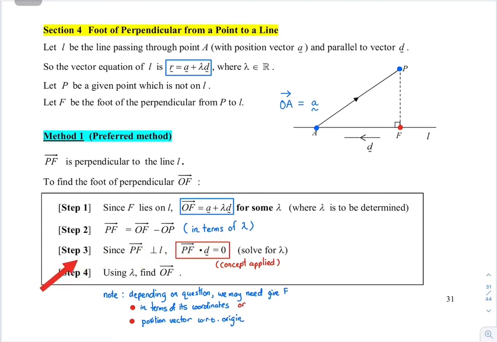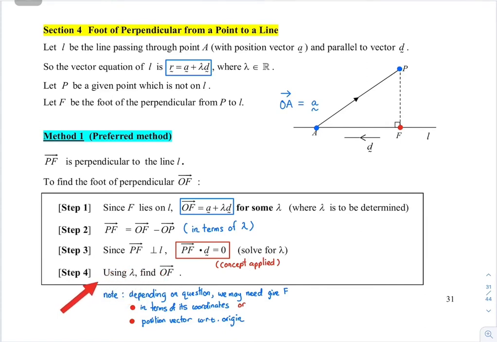The concept that is applied in step 3 is that since PF is perpendicular to the line L, the dot product between the vector PF and the direction vector of the line L will be 0. From there, we will be able to solve for the unknown lambda. Using the found value of lambda, we can therefore put back the value of lambda into the equation over here to get the position vector of the point F, the foot of the perpendicular.